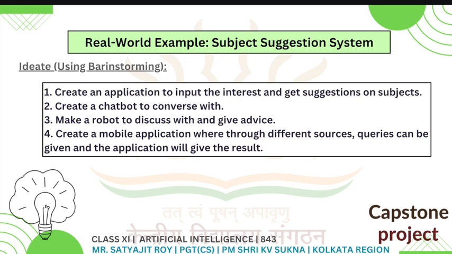Some of us are saying to make a robot to discuss and give advice. As we have discussed in brainstorming, no idea is bad. You have to go wild. If you remember, we discussed this in our second video, third video most probably, if I'm not wrong. And the fourth solution is to create a mobile application where queries can be given through different sources, and the application will give the result.